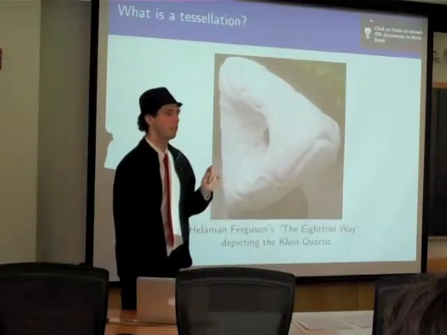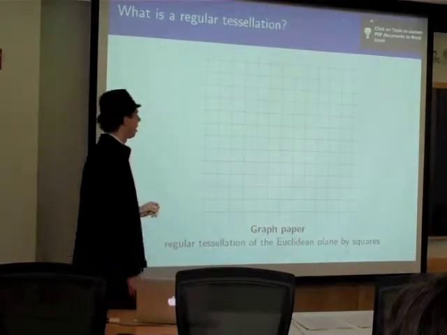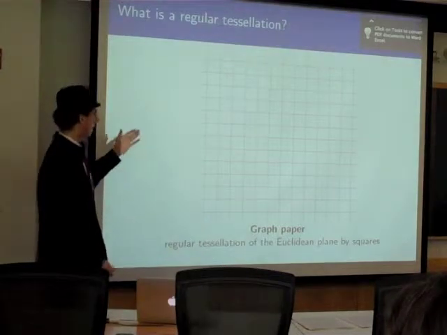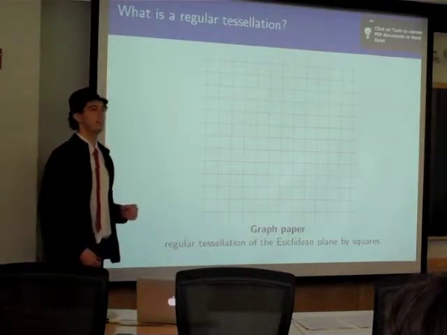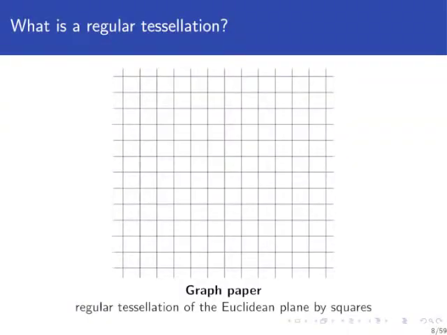So I showed you what tessellations are. What is a regular tessellation? And I'll do this with kind of the easiest example of a regular tessellation you can imagine. This is graph paper, so you just tessellate the Euclidean plane by squares.